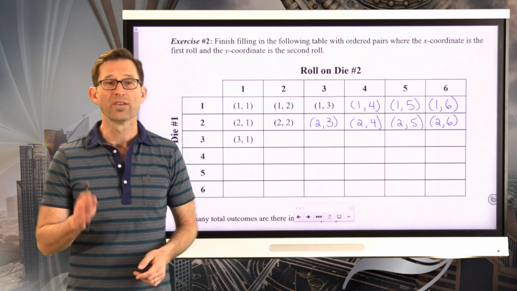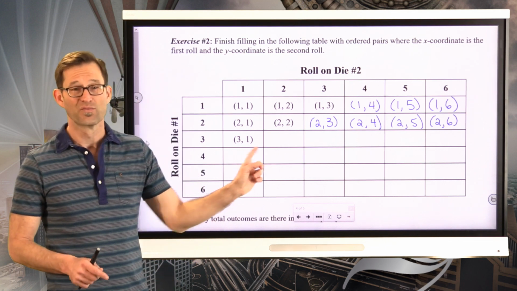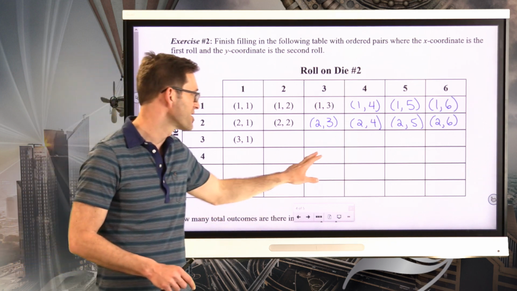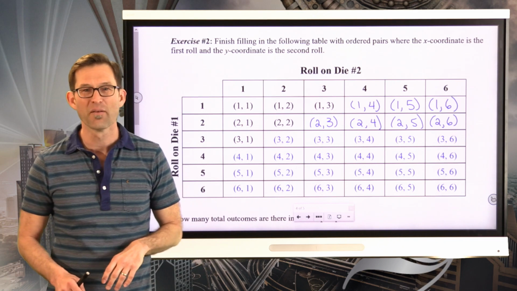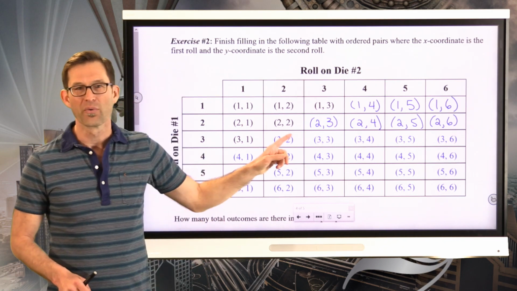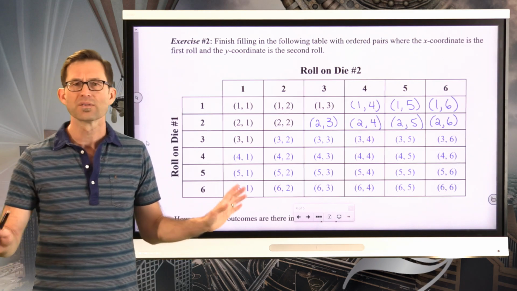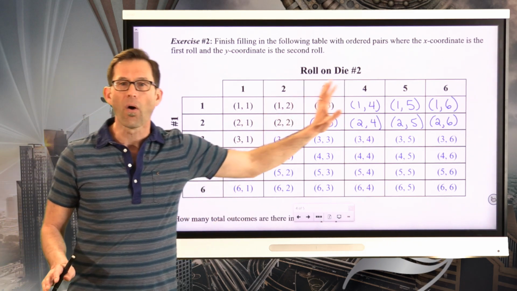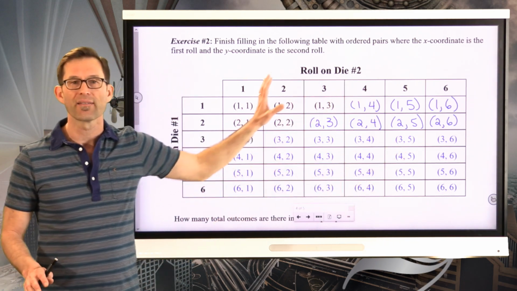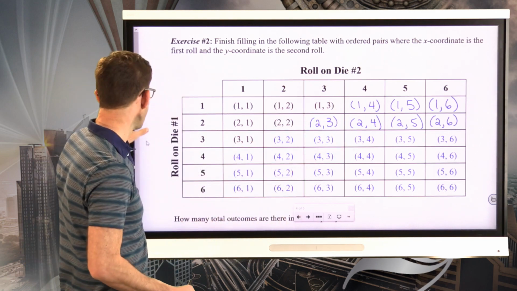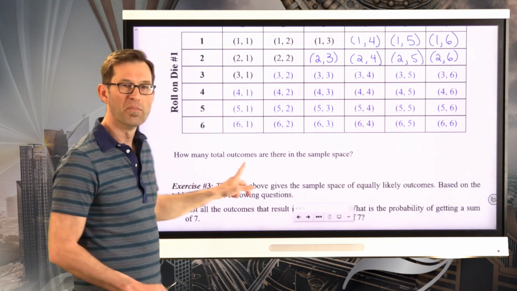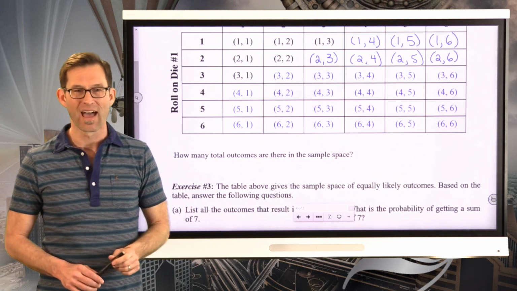All right, well, I didn't want you to have to listen to me just talk about it as I filled in the rest of these. So here the rest of them are. Again, a 3 and a 2, a 3 and a 3, a 3 and a 4, etc. Simple enough. But look at all of these equally likely outcomes. There are a lot of them. But how many are there exactly?